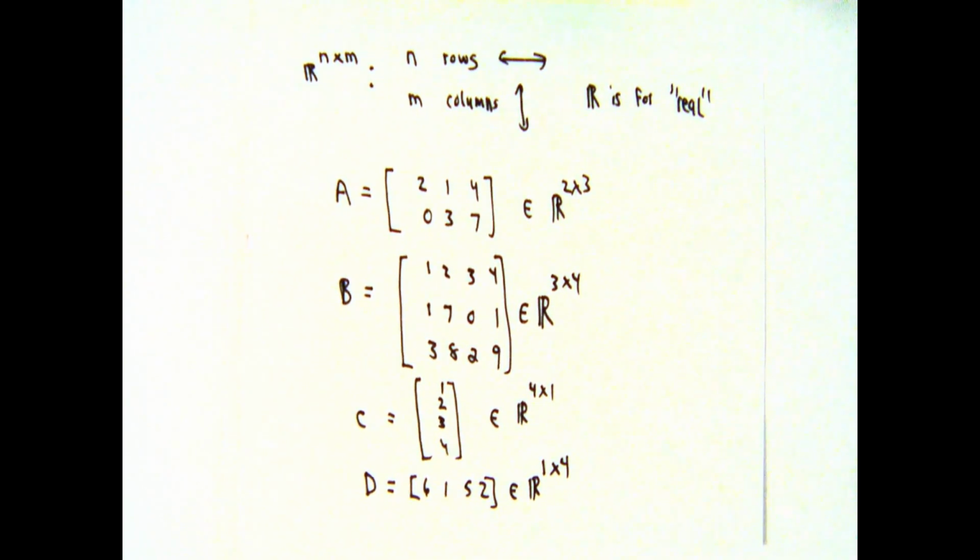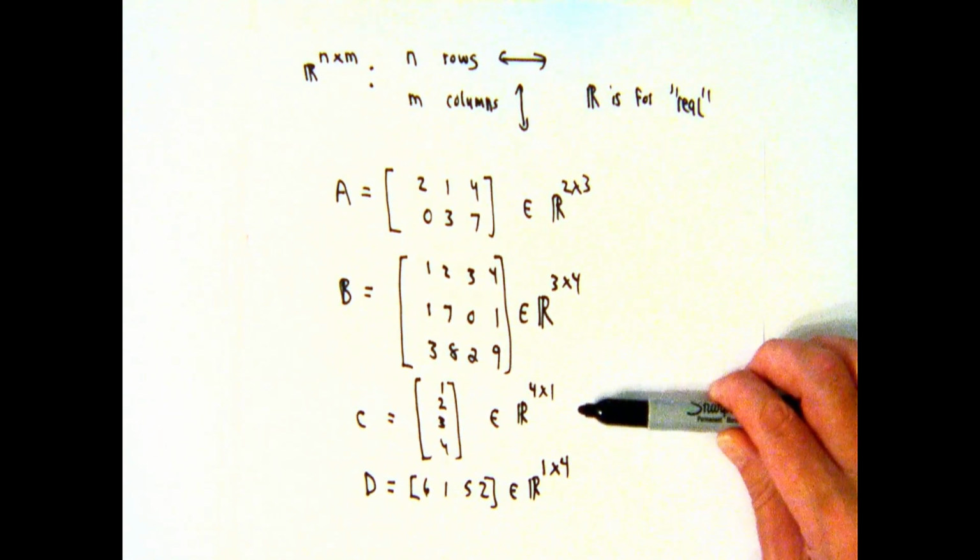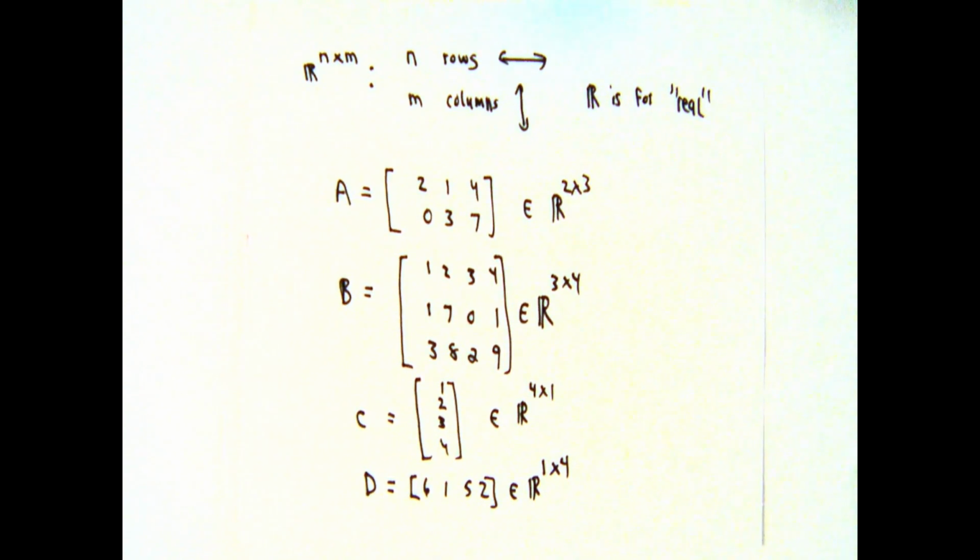When the context is clear, often people will say something like C or D, which has either only one column or one row. People will often just say R4 instead of specifying the 4 by 1 or the 1 by 4. We're going to define addition and subtraction of things like this. Also, we're going to define what it means to multiply something like this by a number.